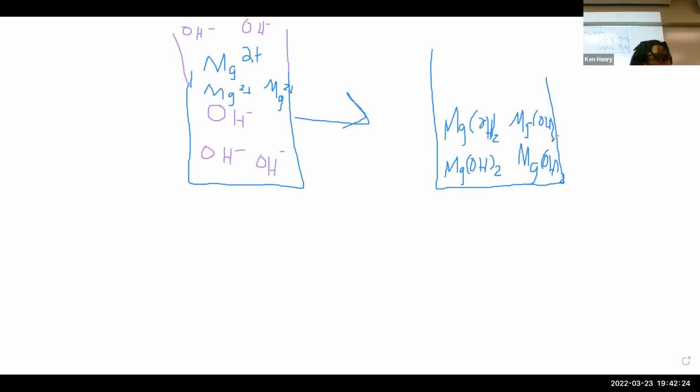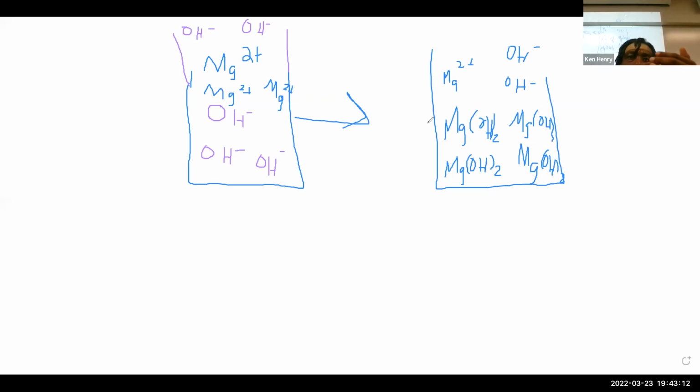And we're going to have a whole bunch of those forming, and then we're going to have a few that are going to stay an ion. It's not that they can't form, it's just that not all of them will precipitate in that solution. So that means that you still have magnesium in our solution. And that's our equilibrium constant. So you're not sucking up all of the magnesium.